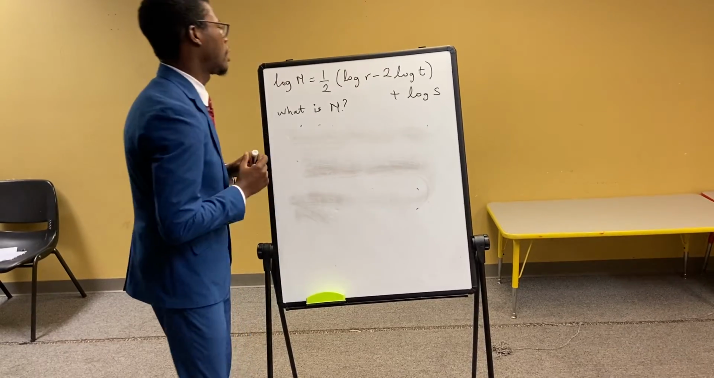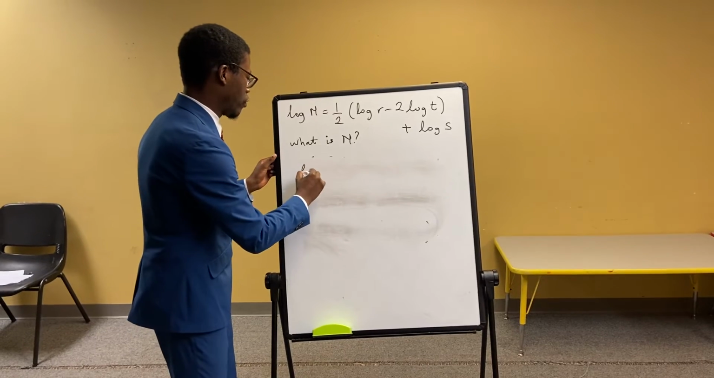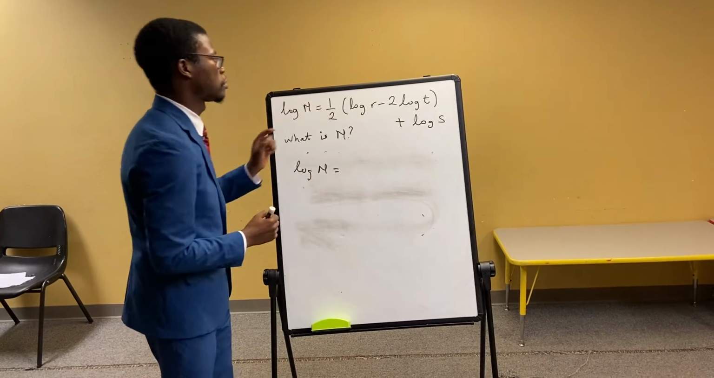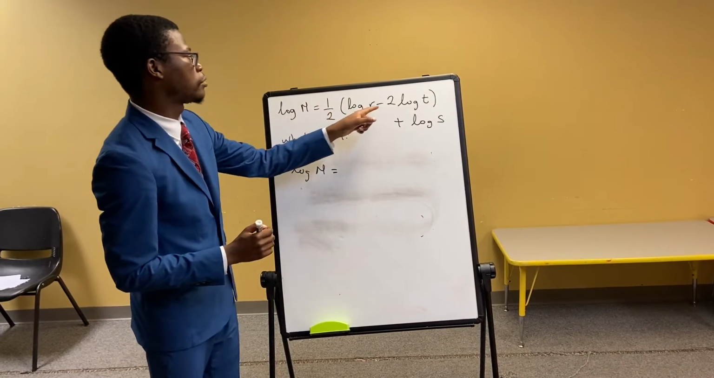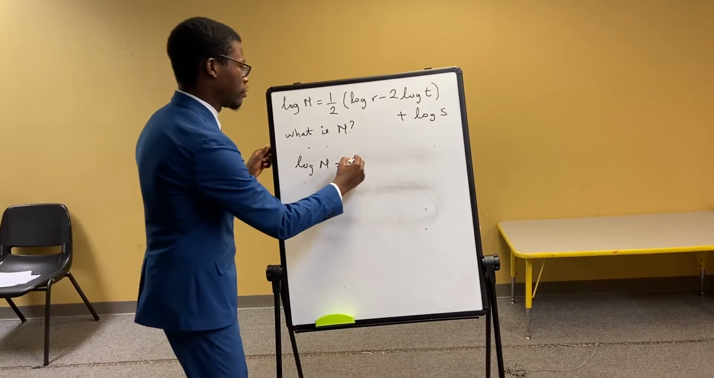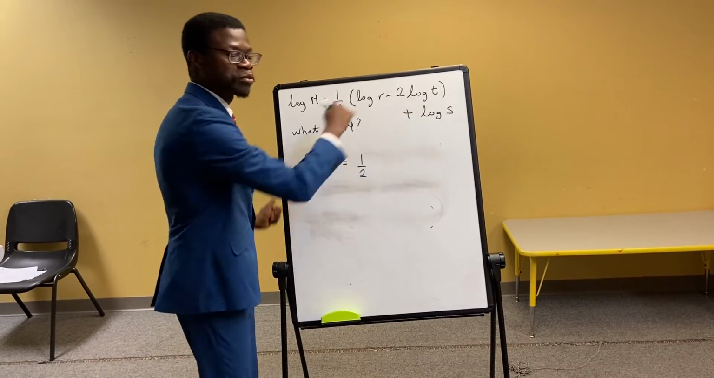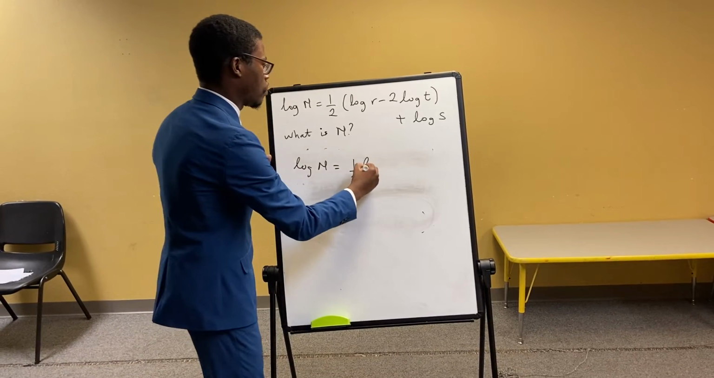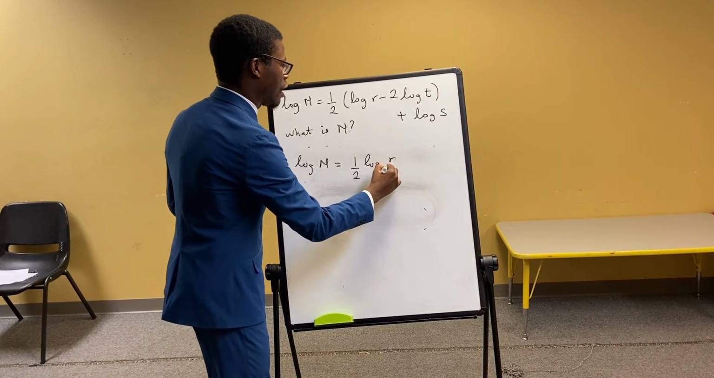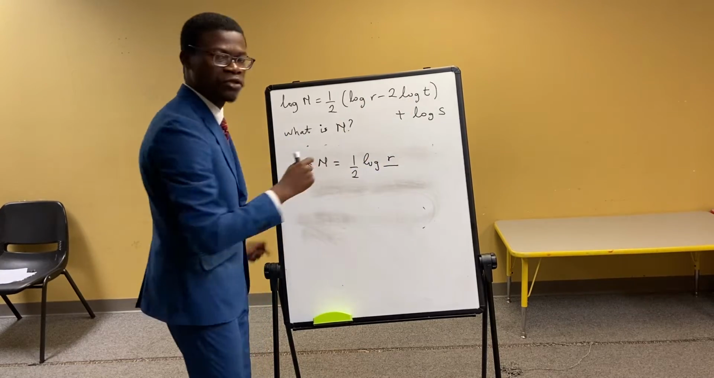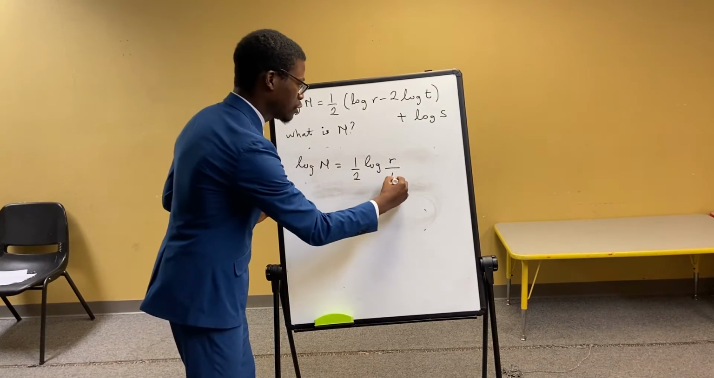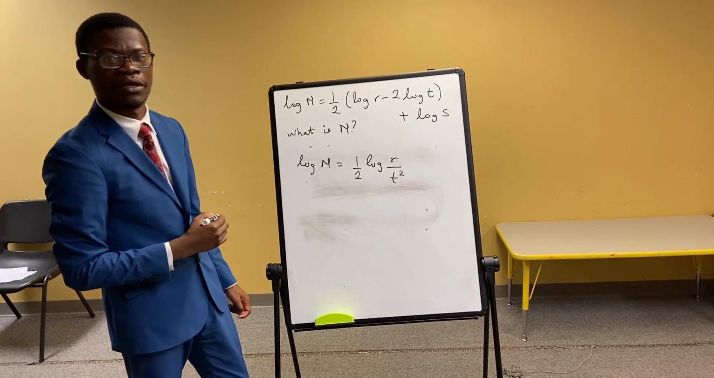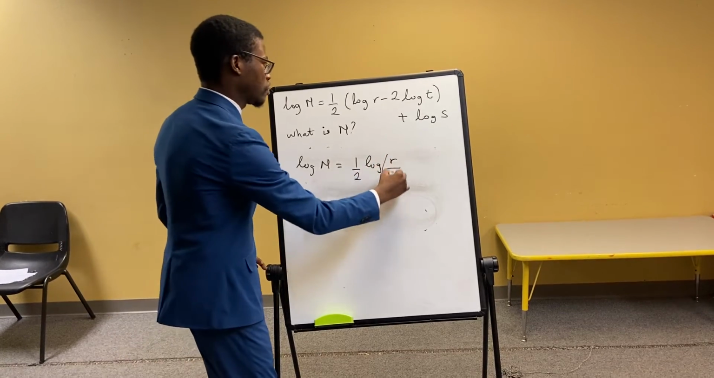All right, so now we can rewrite this as log n equals half of log of r divided by 2 log t. We can rewrite this as what? This is subtraction. What subtraction equals what? Division, right? So log of r divided by 2 log t, using the power law, is t squared. All right? So we can do that.